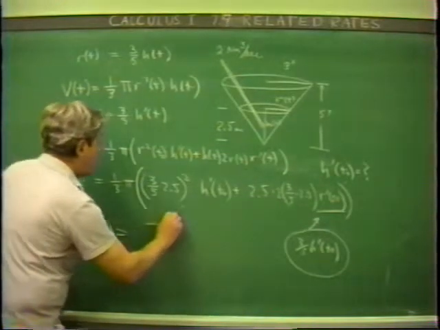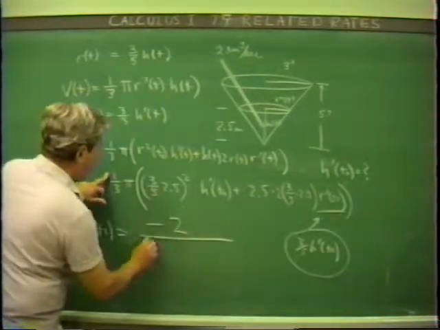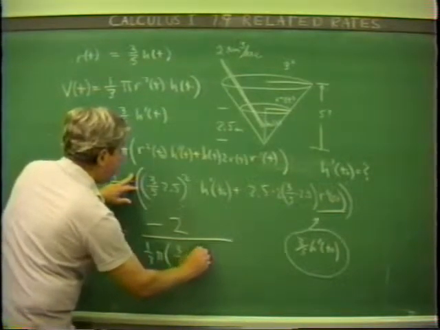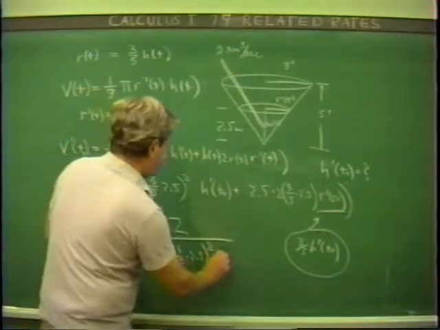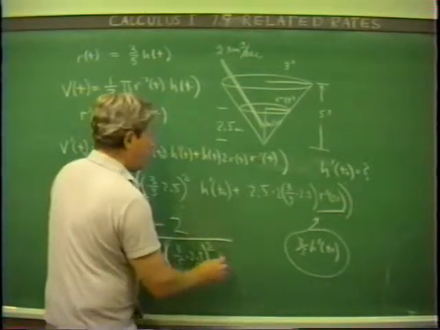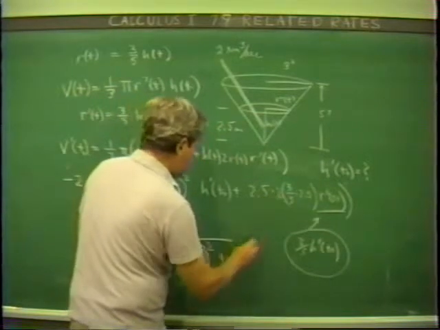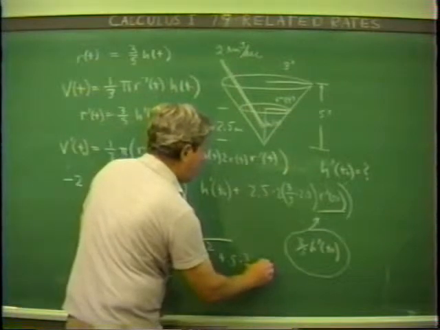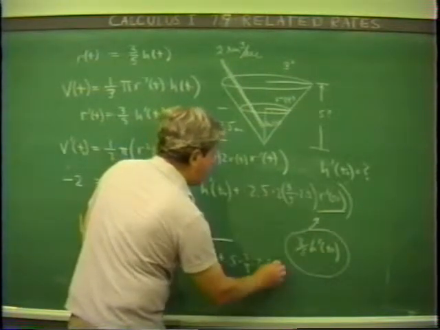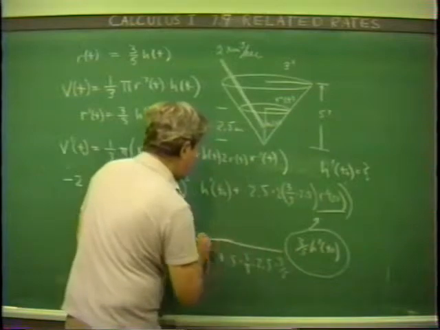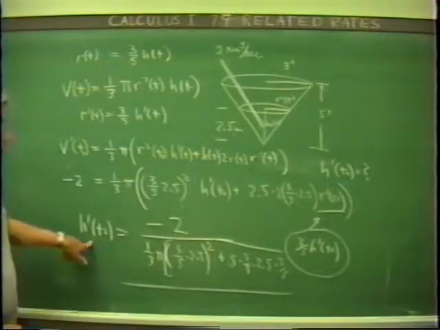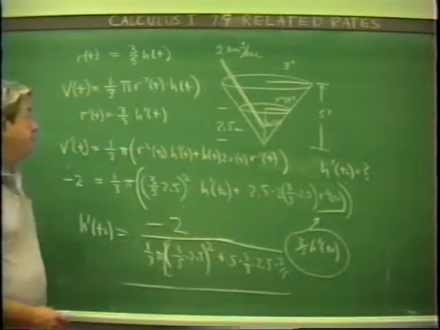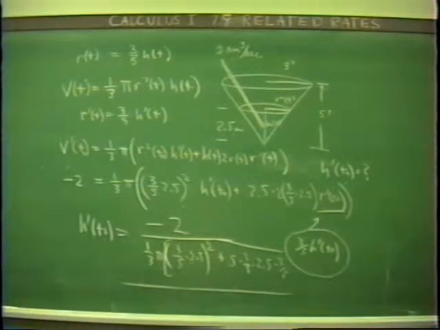Right? In particular, h prime at t naught is going to be equal to -2 divided by 1/3 pi times 3/5 times 2.5 squared plus 2.5 times 2 times 3/5 times 2.5 times 3/5. So this then gives you a numerical answer for h prime of t naught for this particular problem.